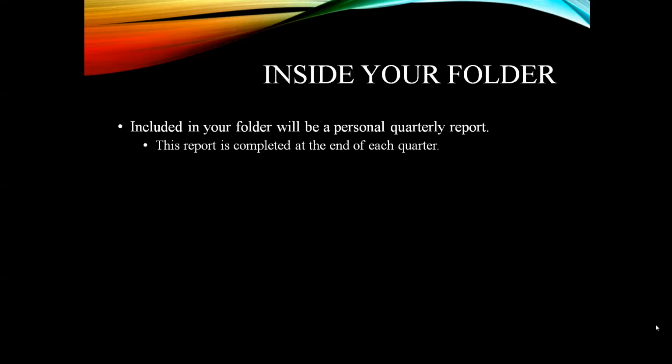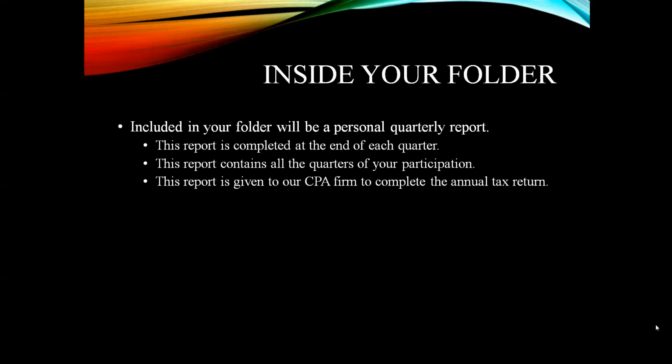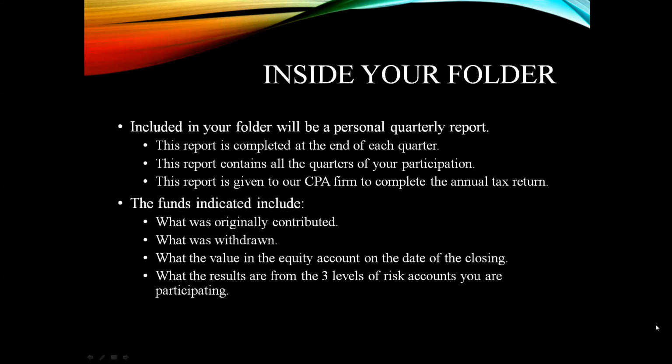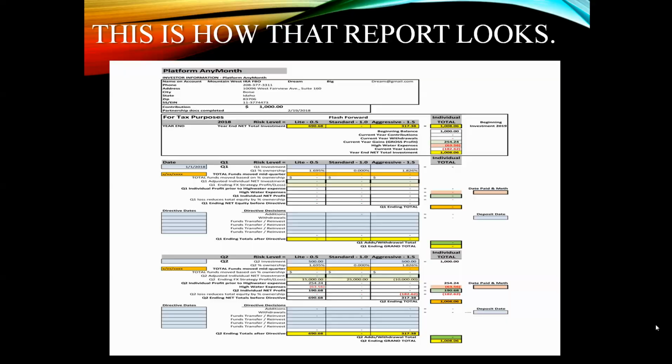Inside your folder also will be your personal quarterly report. Now this report is completed at the end of each quarter. It's put into your folder as a PDF file and not as a spreadsheet. This report contains all the quarters of your participation. This report is given to our CPA firm to complete the annual tax return. The funds indicated include what was originally contributed, what was withdrawn, what the value in the equity account was on the day of the closing. Remember, we use the equity and not the balance accounts, and what the results are from the 3 levels of risk accounts you're currently participating in.